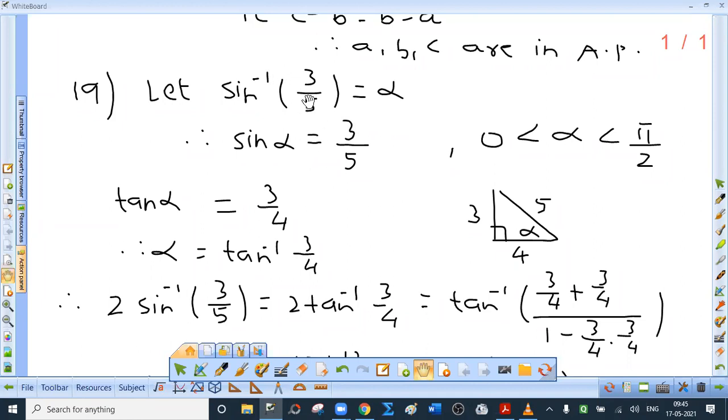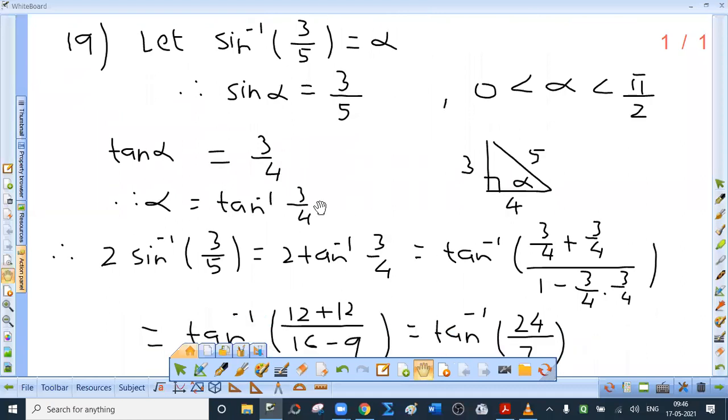Now for sin inverse, what is the range? Closed interval minus pi by 2 to pi by 2. But as sin alpha is positive, alpha has to lie between 0 and pi by 2, so that tan alpha will be positive. Now you may say from sin alpha using the fundamental identity, we will obtain cos. Yes, that is absolutely right. But if you construct the triangle, you get tan alpha directly. Opposite upon adjacent. So what is alpha? Tan inverse 3 by 4.